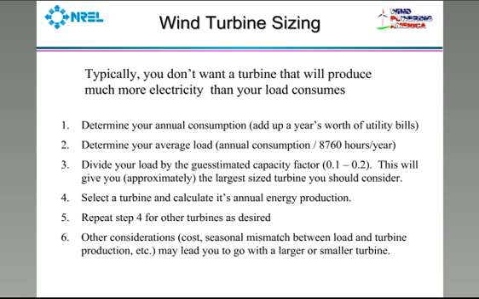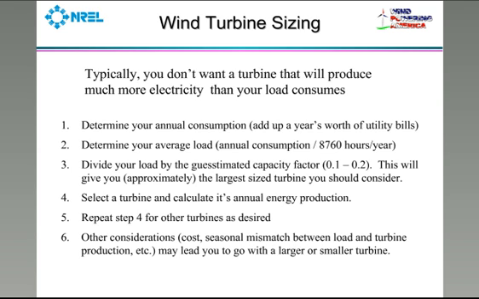You can then select a turbine around that size range because you're probably not going to find one that exactly matches. Go through and calculate its annual energy production, and then repeat for any of the turbines that you may want to consider. And at that point, some other considerations may lead you to go with a larger or smaller turbine. The larger turbines tend to be a little bit cheaper per unit size than the smaller ones, so it may be economically beneficial to go with a slightly larger turbine as opposed to a slightly smaller turbine.